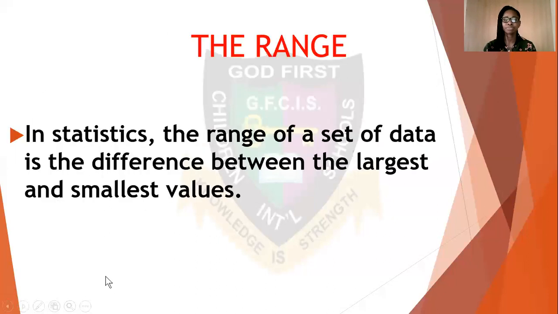Let's move ahead. We go to the range. In statistics, the range of a set of data is the difference between the largest and the smallest value. In a given set of data, when you're asked to find the range, you need to look for the largest number and subtract the smallest number from it.